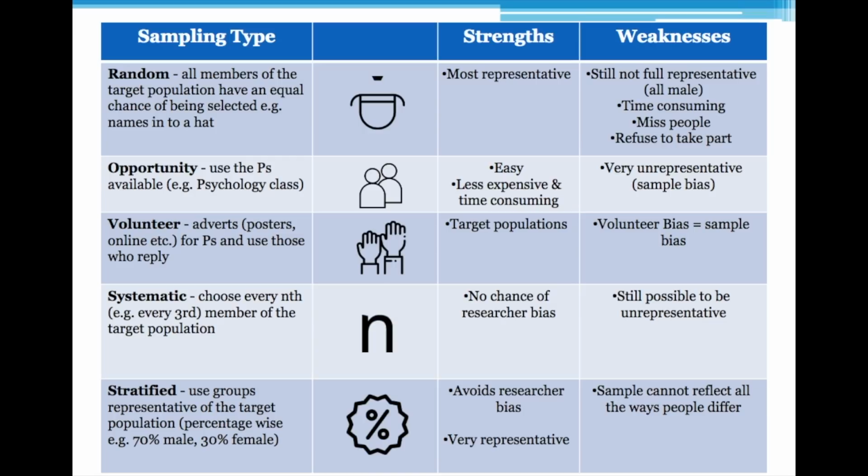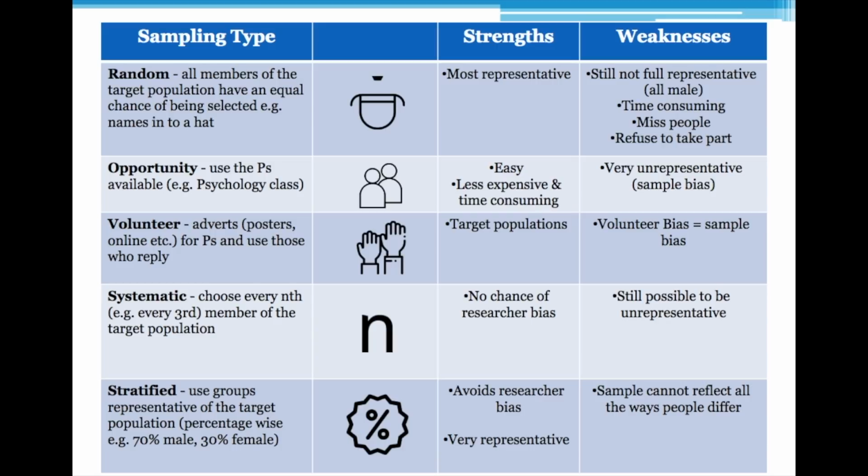For systematic, then again, you've got fairly representative. There's no chance of researcher bias here because you're picking every third person, which is great, or every fifth person. But again, is that going to be representative of your target population? Who knows? And then stratified sample, that's really good because, again, with the representation, it's more likely to be representative because you're picking certain characteristics to represent in your sample. Again, trying to avoid researcher bias.